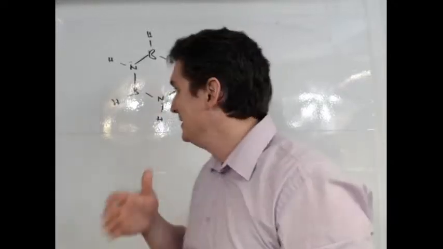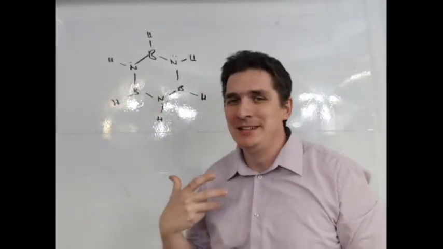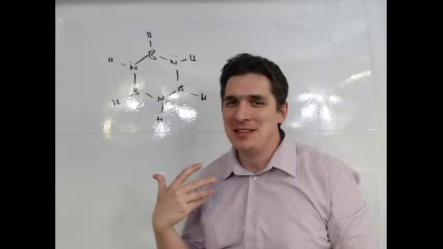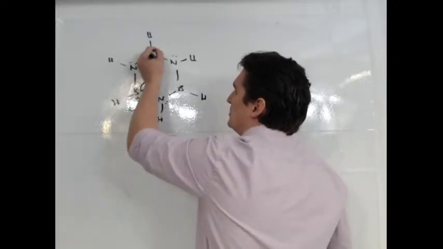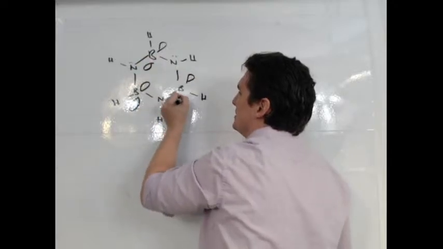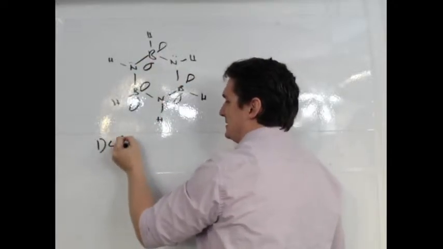So how does this work? Boron here is actually unsaturated. It doesn't meet the 8 electron rule, so it actually has a vacant p orbital that it can use. So our first rule is met. It is cyclic.